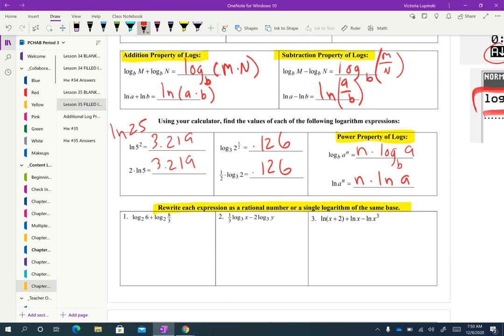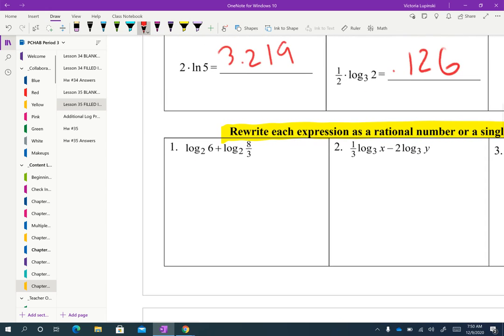So just be advised, every problem in this worksheet today has the same base, so all the rules apply, but in the future, I don't know that I would try to trick you very much, but just make sure you know the properties only exist if they have the same base. So let's start with number 1, log base 2 of 6 plus log base 2 of 8/3. Hopefully you notice that those logs are being added, which according to the addition property says I'm going to be able to go ahead and multiply them.